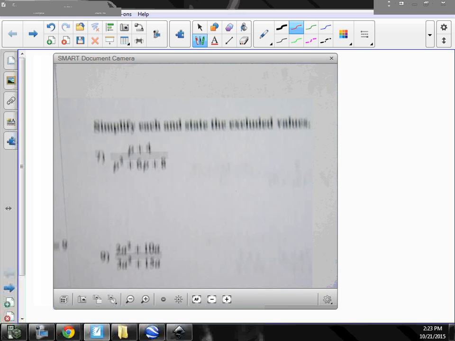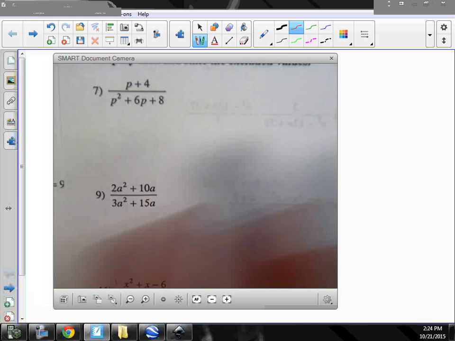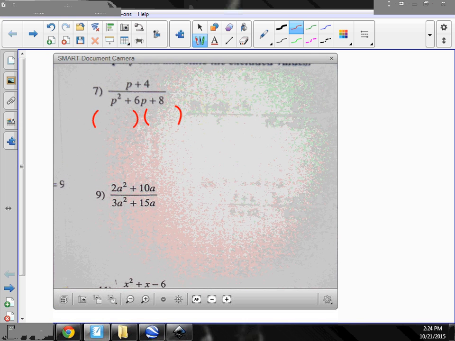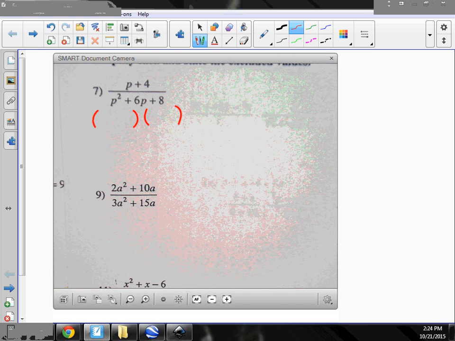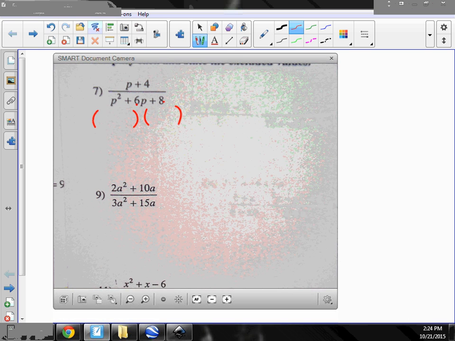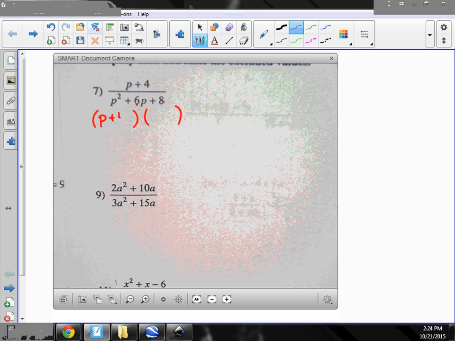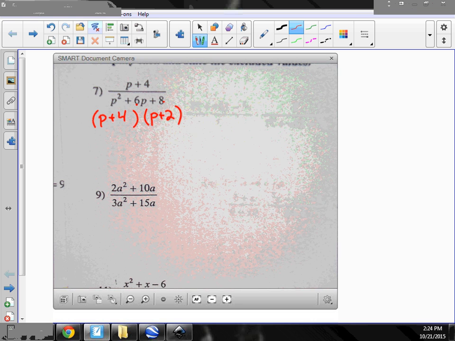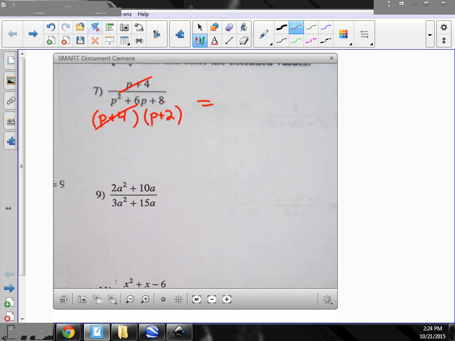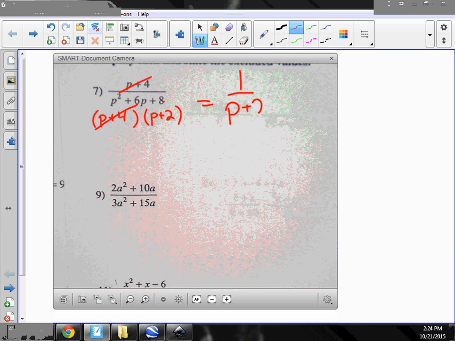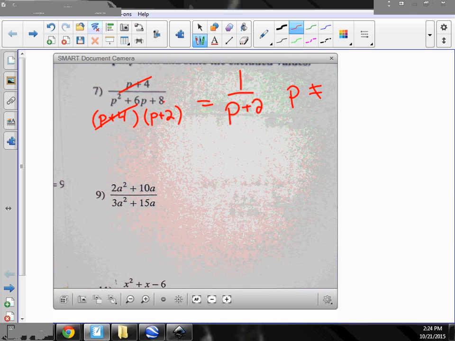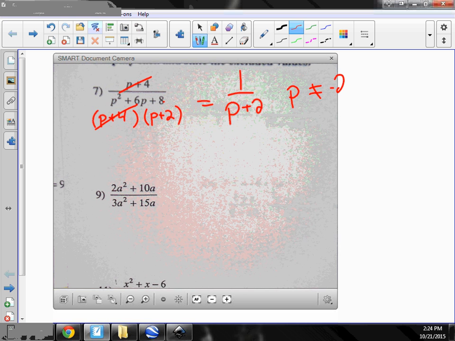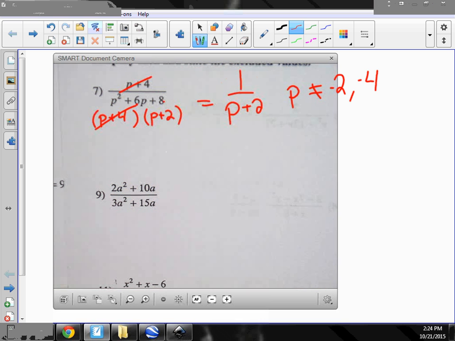So take a look at number 7. Can I factor without the box in this case? Yes, because the leading coefficient is 1. Are there factors of 8 that add to be 6? So p plus 4 and p plus 2. Does that simplify? The p plus 4 cancels p plus 4, and I'm left with 1 over p plus 2, but I need to state the excluded values. Negative 2 and negative 4.